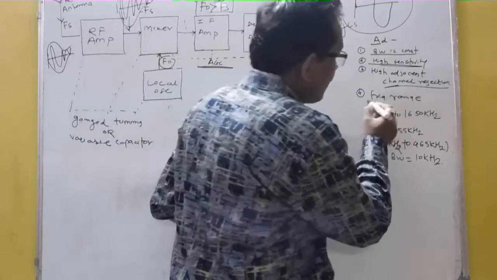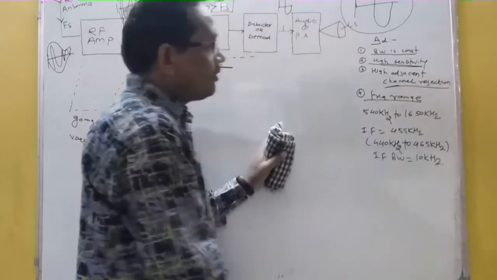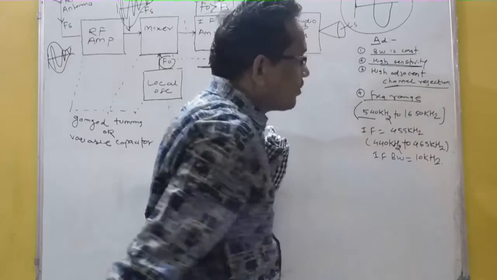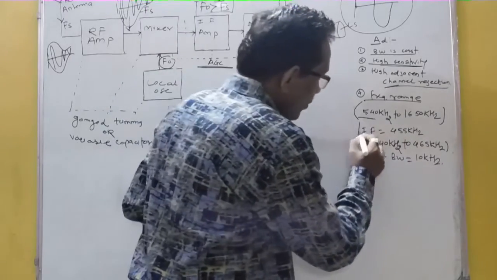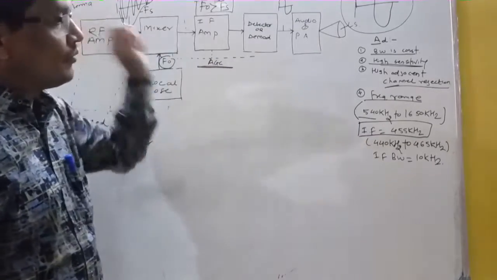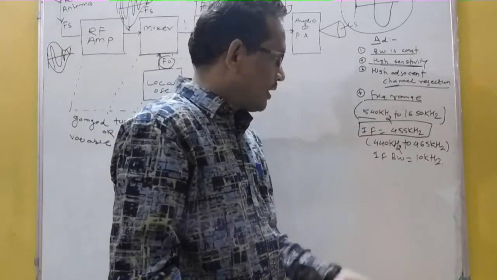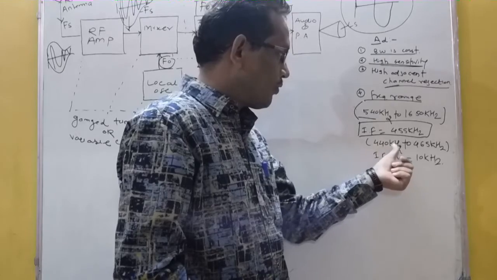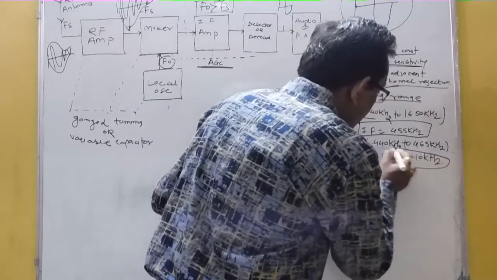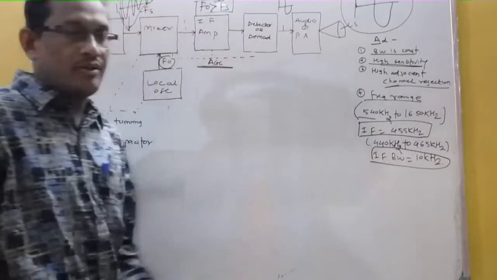Then these are some frequency ranges of the AM signal. The AM signal frequency range is from 540 kHz to 1650 kHz. This is the typical value of intermediate frequency, which should always be constant, as you already discussed here. That is 455 kHz, with a typical range of 440 kHz to 465 kHz. And the intermediate frequency bandwidth is always 10 kHz. So this is regarding the super heterodyne receiver.